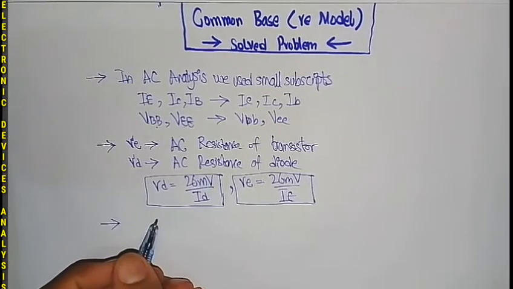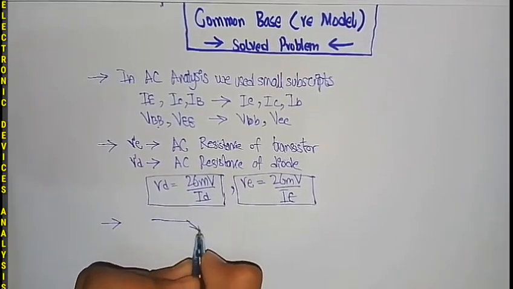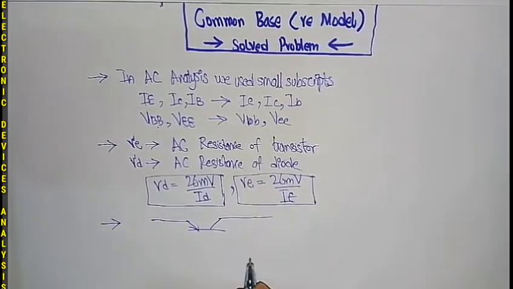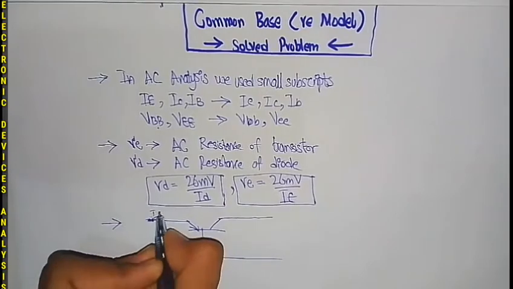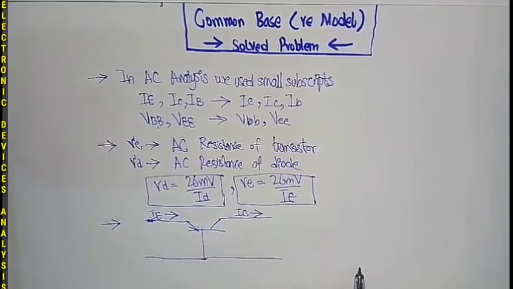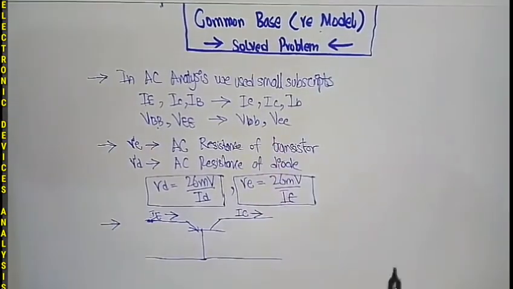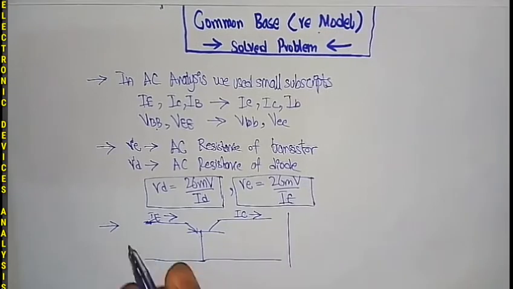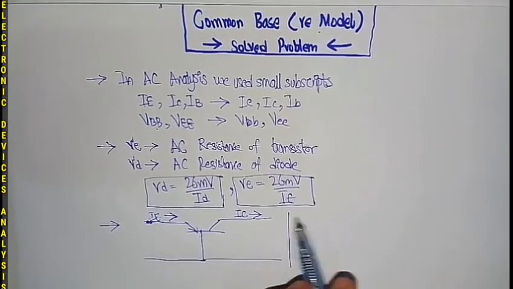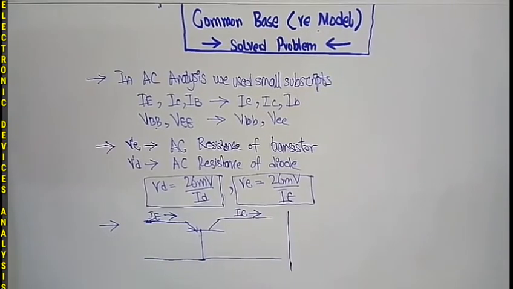So guys, first of all we will make a circuit of the common base configuration. There is a current IE flowing and there is a current IC flowing. Now we will make the re model of the common base configuration. You can see this is for the DC analysis. Now for the AC analysis we will make a model of the common base configuration.